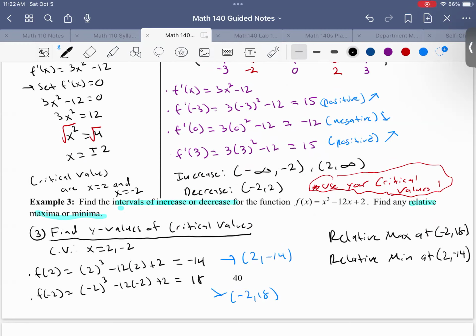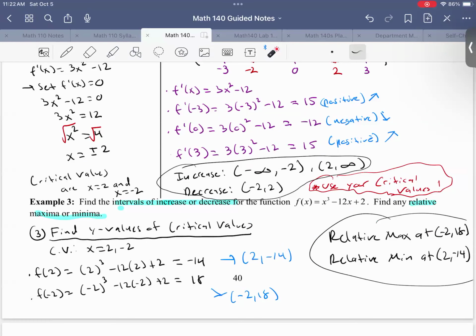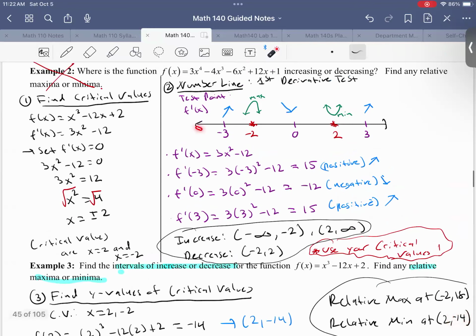Okay, so that is how you would do this problem. Let me go ahead and circle our correct answers. Also, intuitively, you know which one could be your max or min because this y value 18 is greater than this y value -14. So that's also an easy way to check if you're not understanding the number line too correctly.